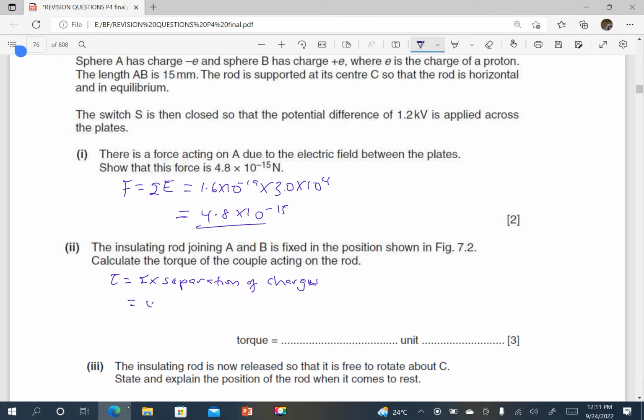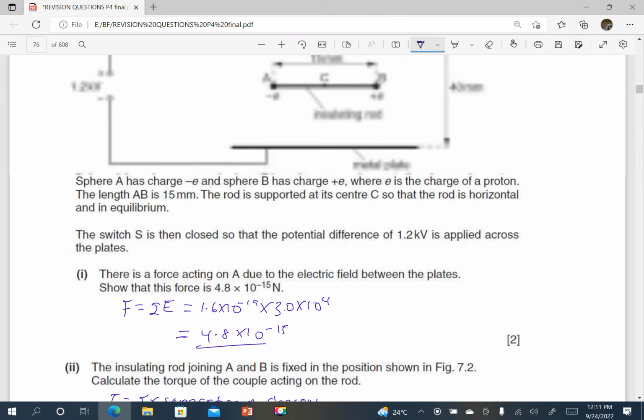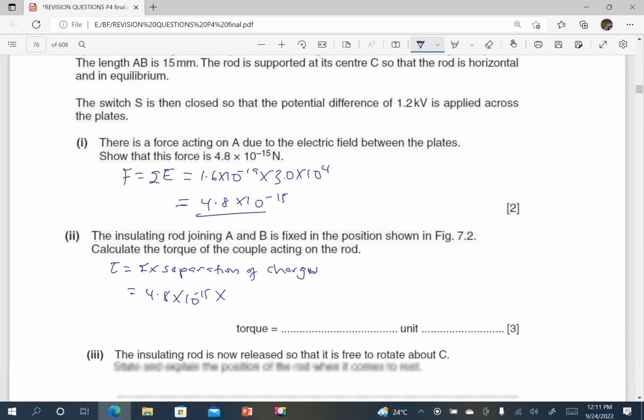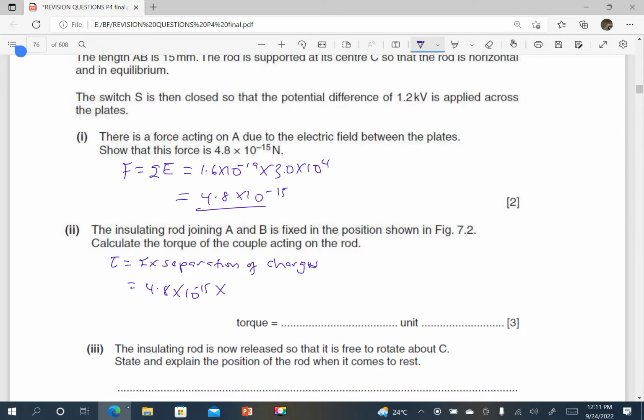This will be equal to 4.8 times 10 power negative 15, times the separation of the charges, which is 15 millimeters. So this will be 15 times 10 power negative 3. When I press my calculator, this is giving me 7.2 times 10 power negative 17. I converted all the units, so the unit here will be newton meters.